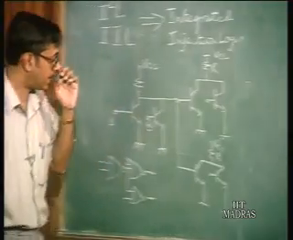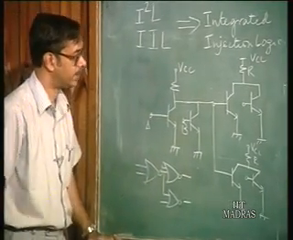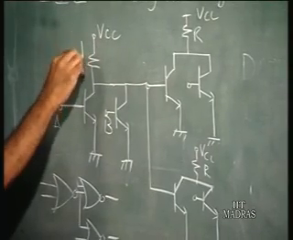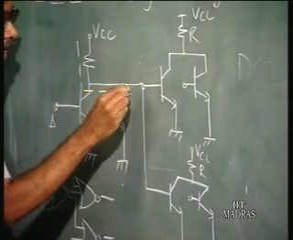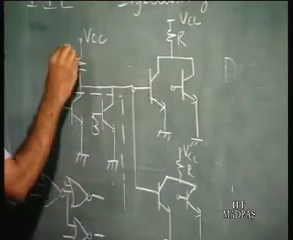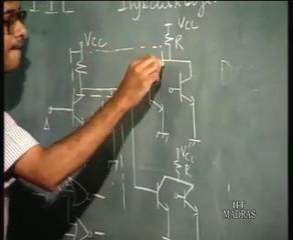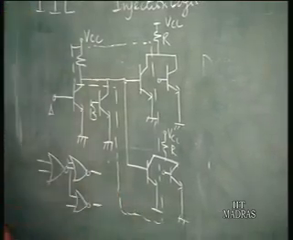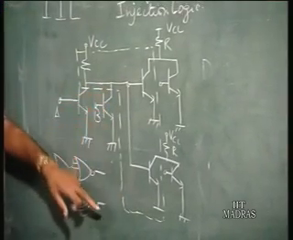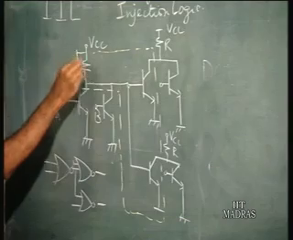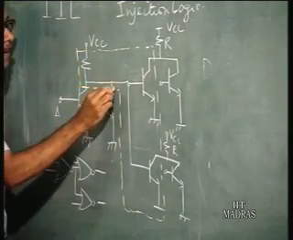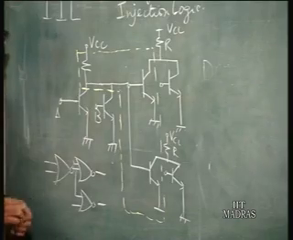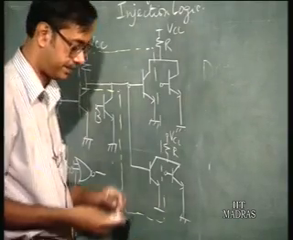Now, if you look at this circuit again, suppose I take this part of the circuit, up to here, that is, this resistance here and these two transistors. I can draw it like this.